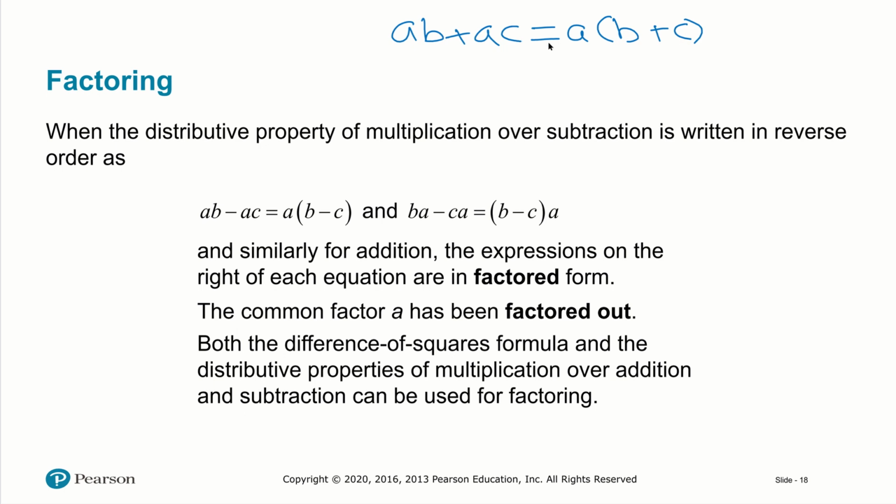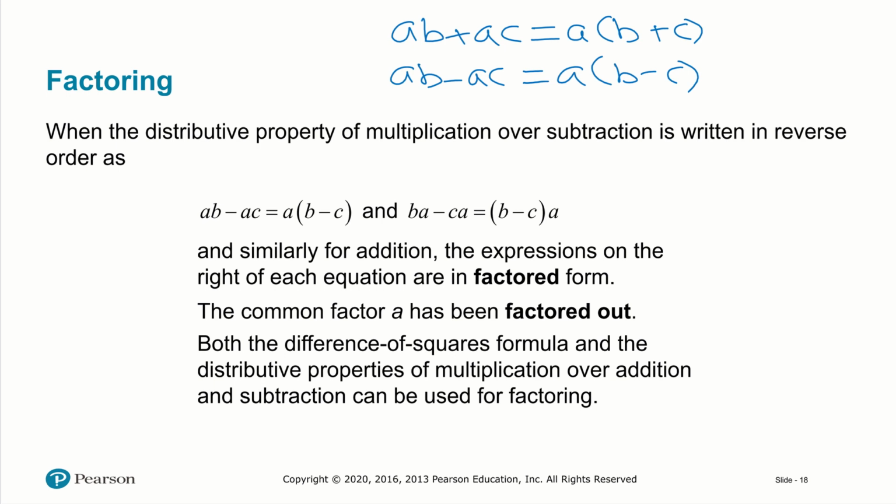You can verify that your factorization is correct by just multiplying. So AB plus AC should go back to the original problem. Now notice the same thing will hold with subtraction as well. You would just get A times what? B minus C. So those are two methods of factoring that we've learned so far.